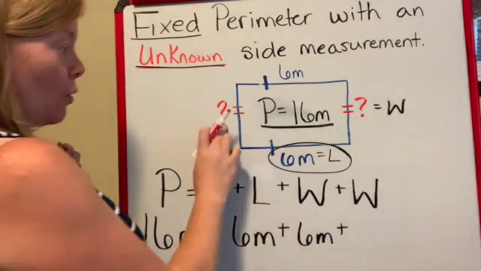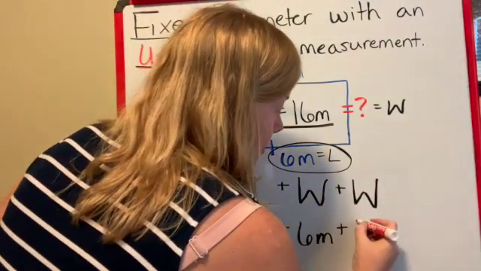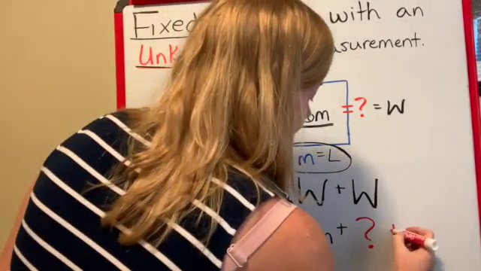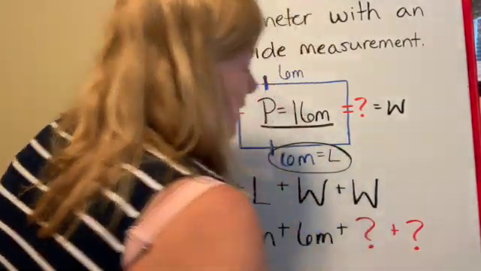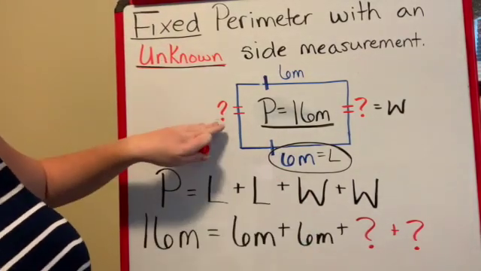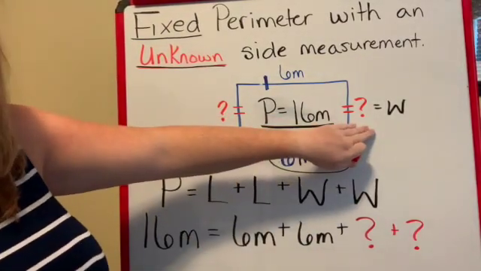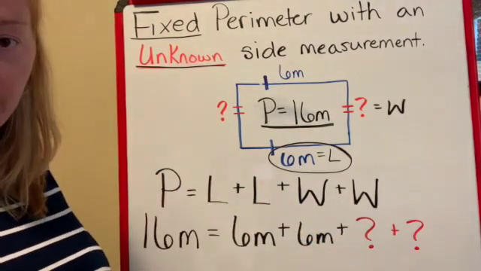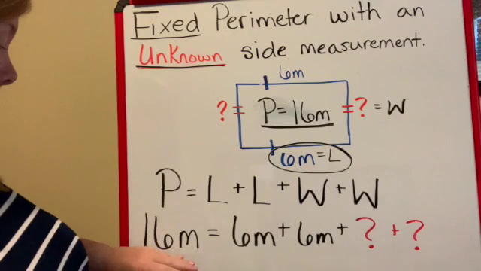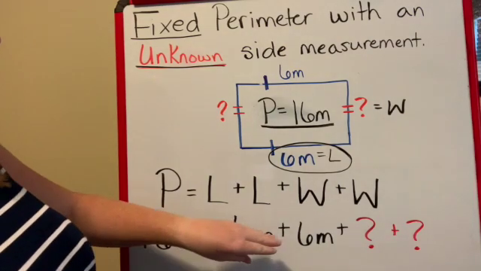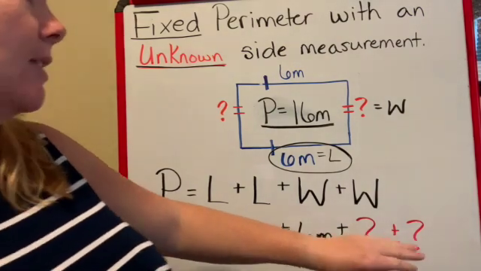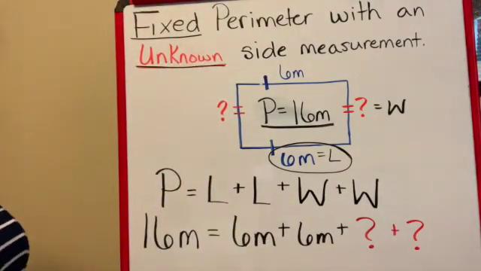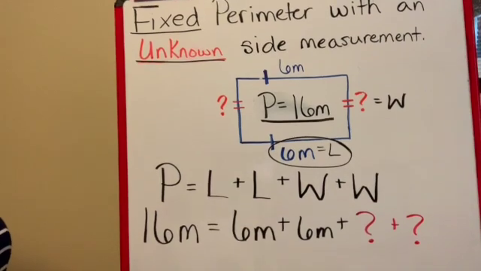No, we do not. So we have one question mark for one of the W's, and we have another question mark for the last W, because if we do not know this width, we do not know this width. So both of those have to have a question mark. So we're here now, we have 16 meters equals 6 meters plus 6 meters plus question mark, because we do not know what that is. All right, let's keep going.